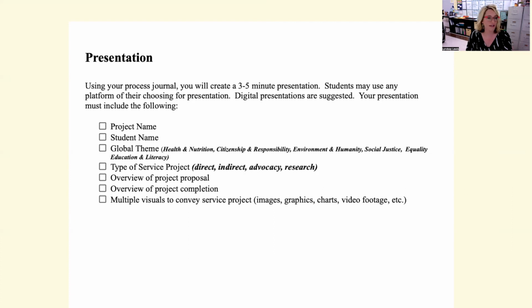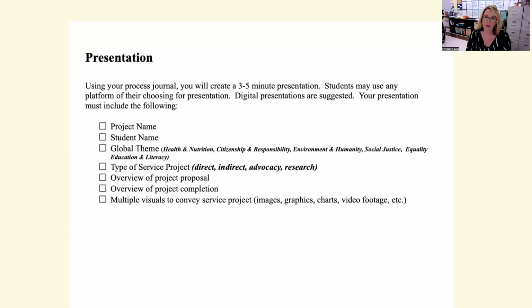You need to have the project name, student name or names, your global theme that you worked on, the type of service project, if it was direct or indirect, and an overview of your project proposal and the completion. How did it actually go down? What happened? And then as many visuals as possible to make your presentation engaging.